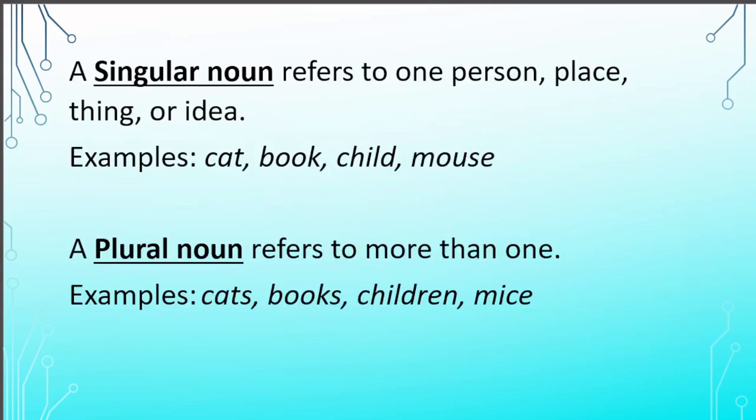What is a singular noun? A singular noun refers to one person, place, thing or idea. Any one thing can be called a singular noun. Examples are cat, book, child, etc. And what is a plural noun? A plural noun refers to more than one. Examples are cat becomes cats, book becomes books, child becomes children, etc.